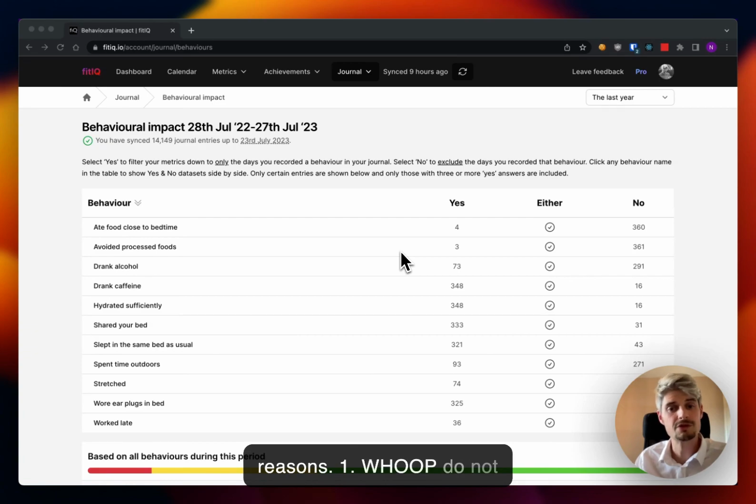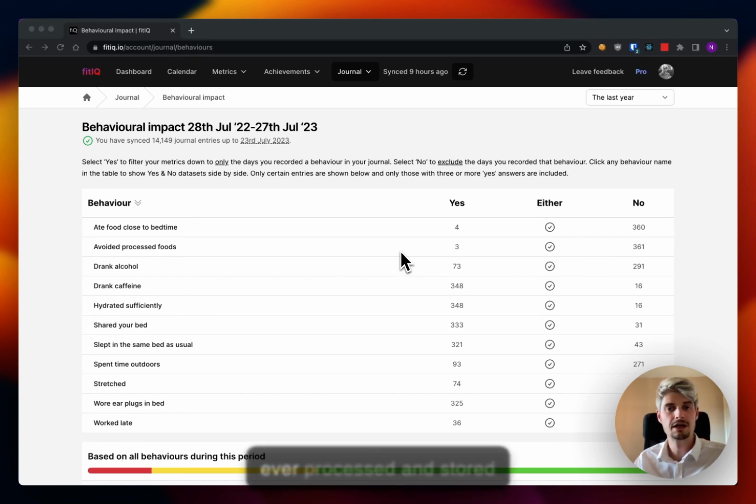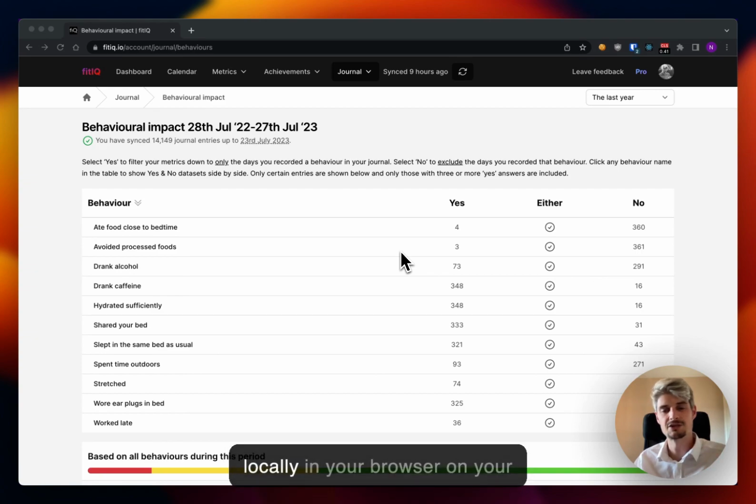One, Whoop do not return any journal data via the Whoop API. And two, if you do choose to share your own journal entries, they're only ever processed and stored locally in your browser on your device. None of your journal data is ever sent to fitIQ, which is really important for me to stress for reasons of privacy.